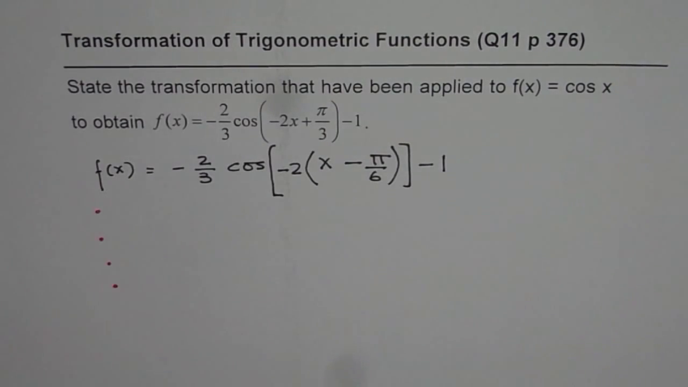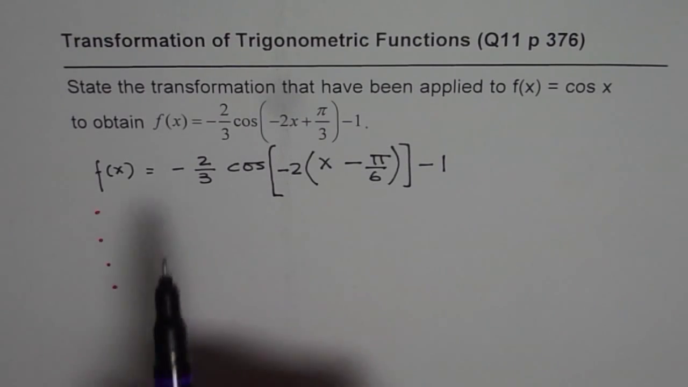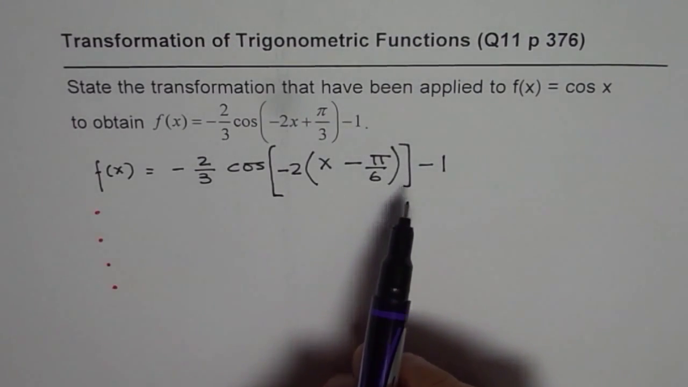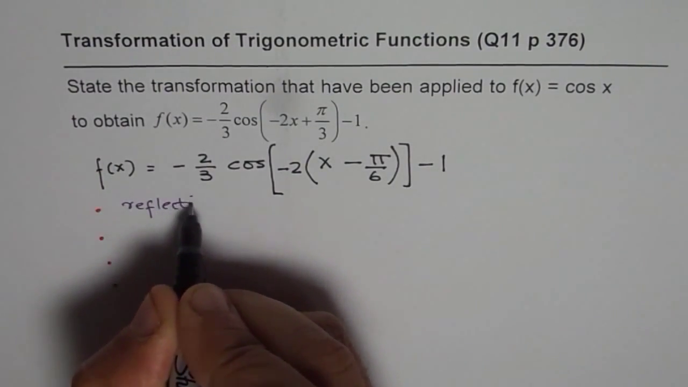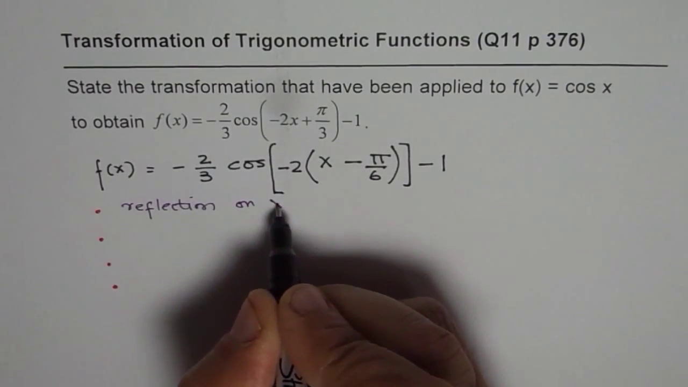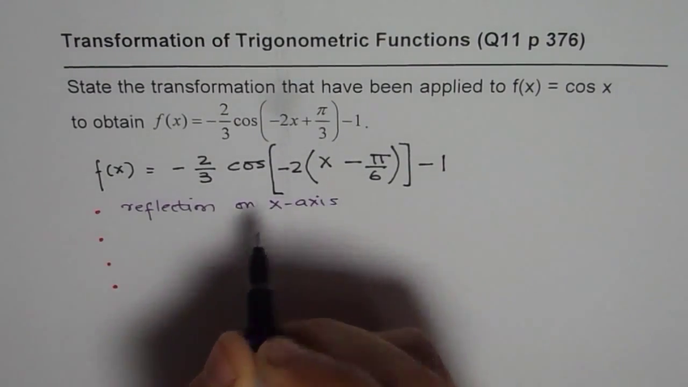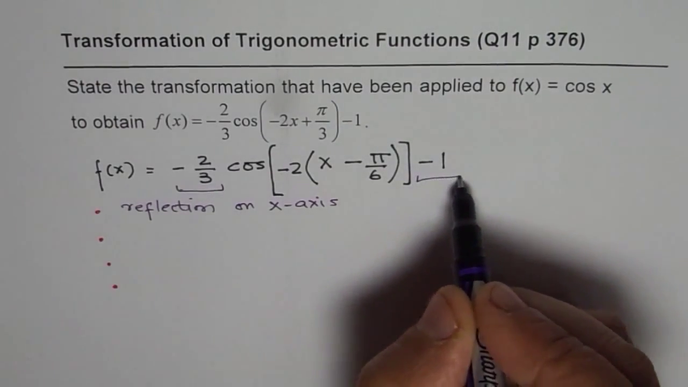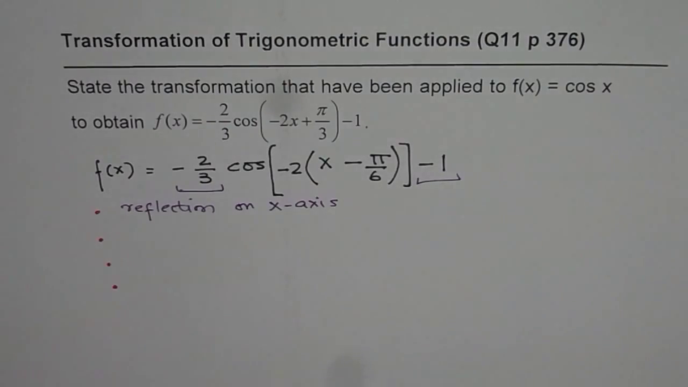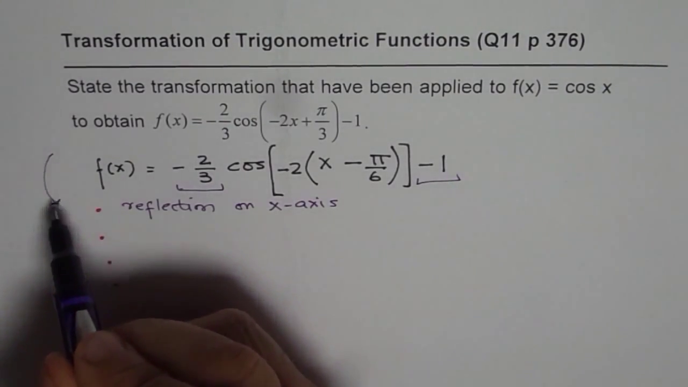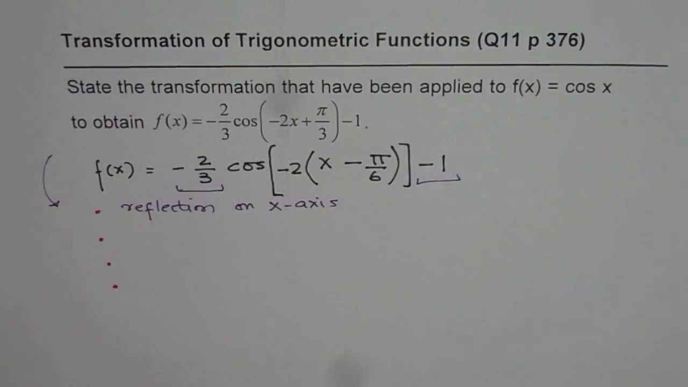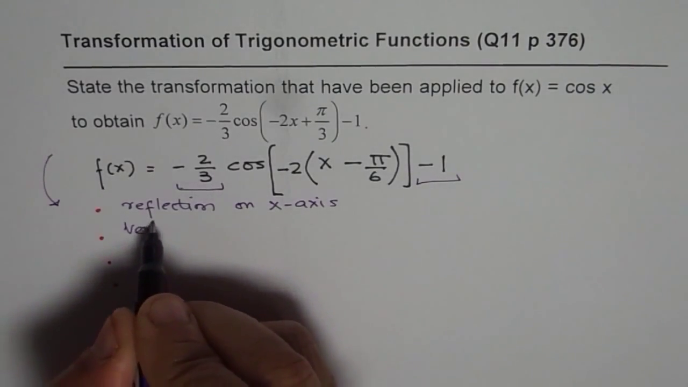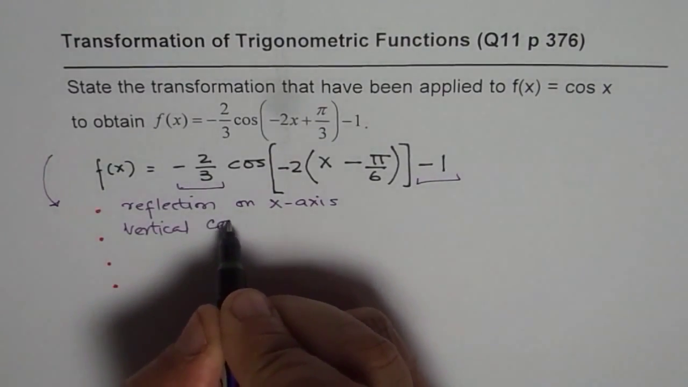Okay, so let's begin by writing the transformations for this particular function. We can begin from left to right. That's a good way of writing transformations. So this minus means reflection on the x-axis. Whatever is outside, these terms, they are vertical in nature. And 2/3, since 2/3 is less than 1, that is vertical compression by a factor of 2/3.